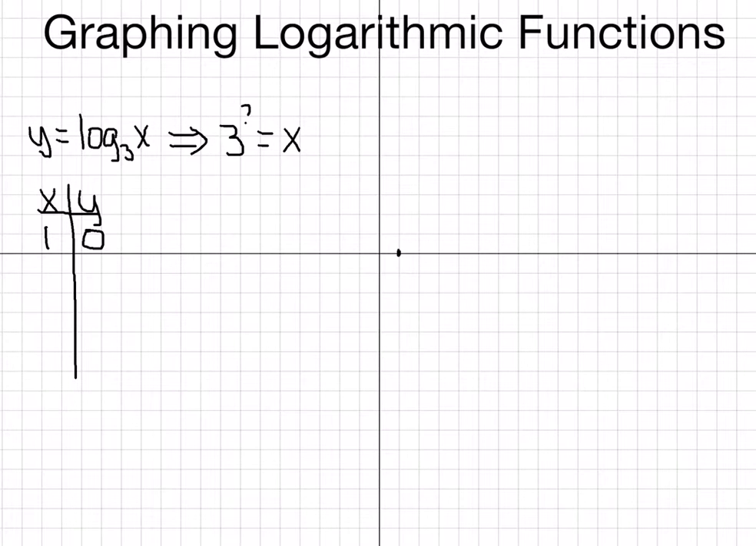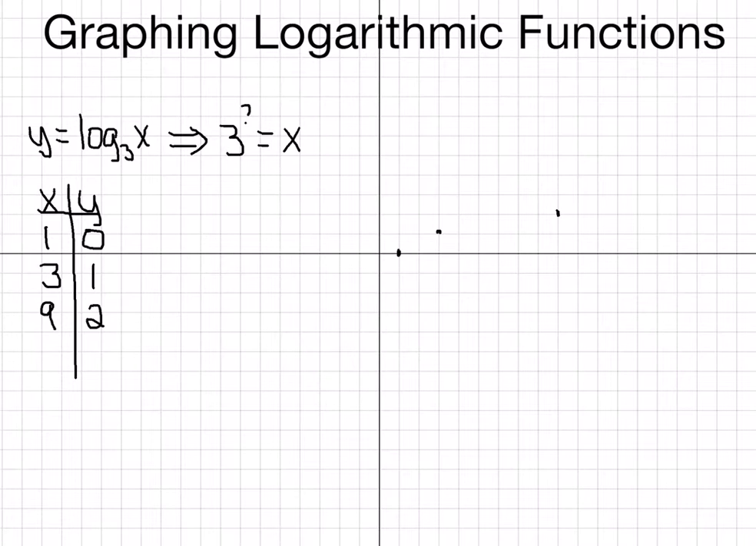Now, let's try to think of another number that would be easy. How about 3 itself? 3 to what power gives you 3? 3 to the first power. So (3, 1). So there's another point. Let's try another one. I don't want to try 6, because 3 to what power equals 6? I don't know that. But I could figure out 9. 3 to what power gives me 9? 3 to the second power. All right? So (9, 2).